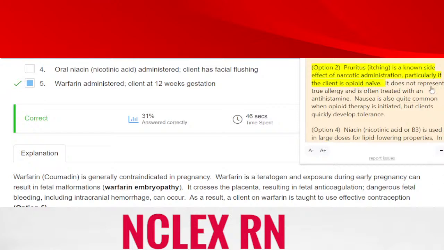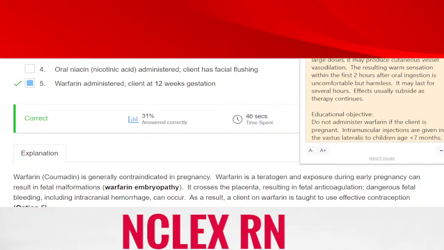Option 2, pruritus, itching, is a known side effect of narcotic administration, particularly if the client is opioid naive. It does not represent true allergy and is often treated with an antihistamine. Nausea is also quite common when opioid therapy is initiated, but clients quickly develop tolerance.